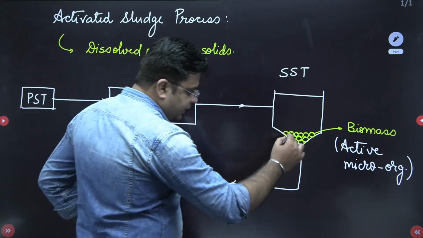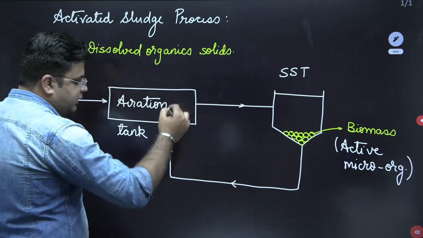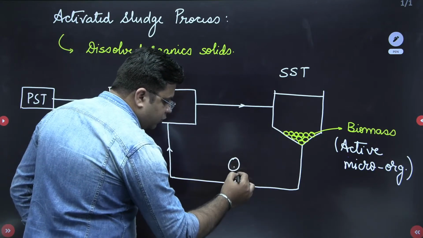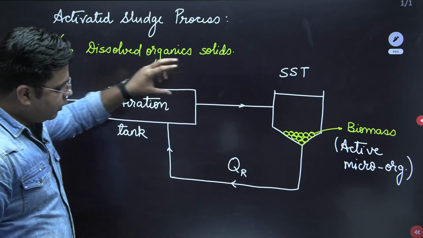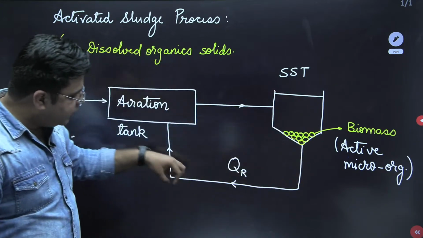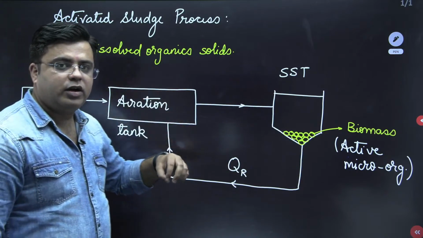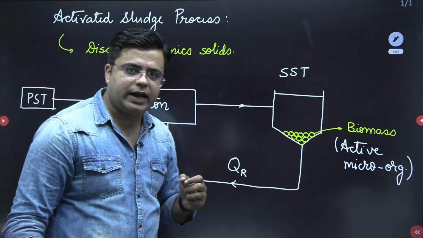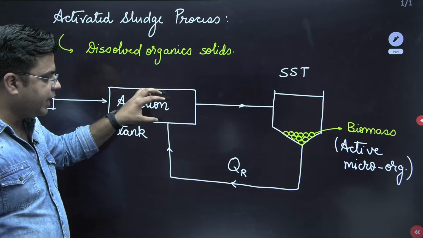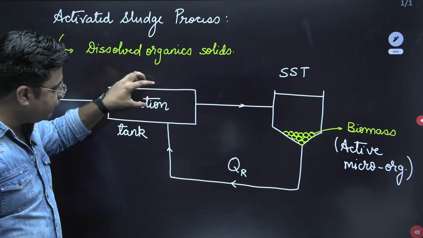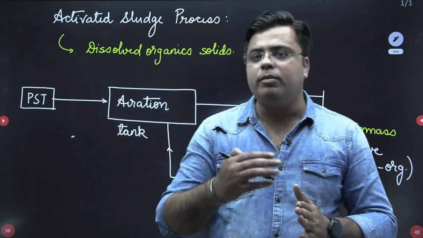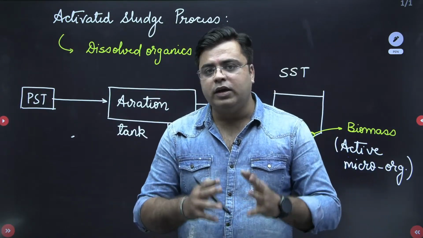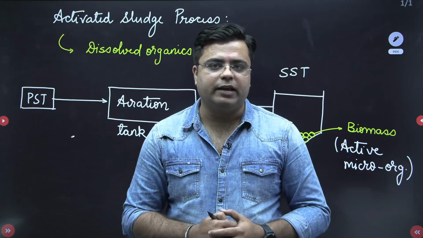This sludge is recirculated back into the aeration tank, right? So this is known as recirculated discharge. Now, why is this sludge recirculated back into the aeration tank? In order to increase the number of microorganisms inside the aeration tank. And if we increase the number of microorganisms, it means that now more microorganisms will be carrying out the decomposition of the organic matter.